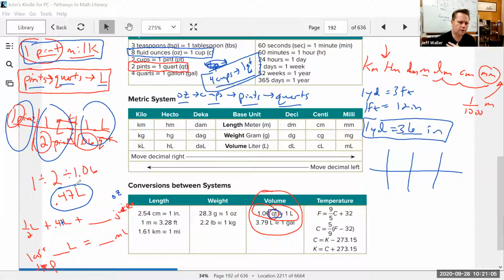All right, so we did the milk for that problem. You just have to do the juice for that problem, and then you can finish that problem up.